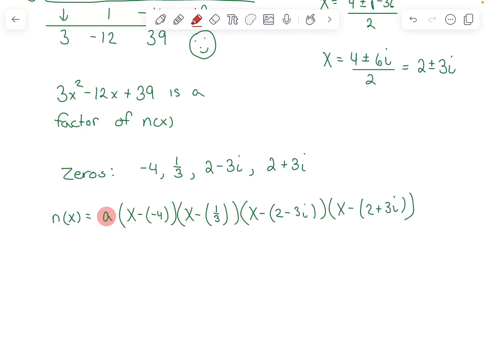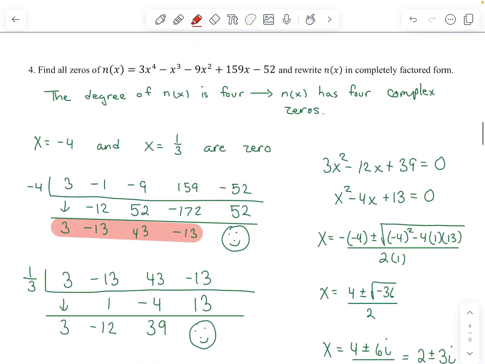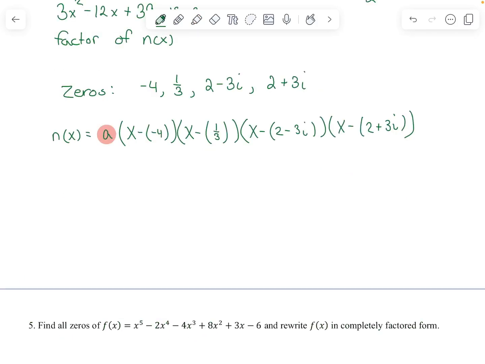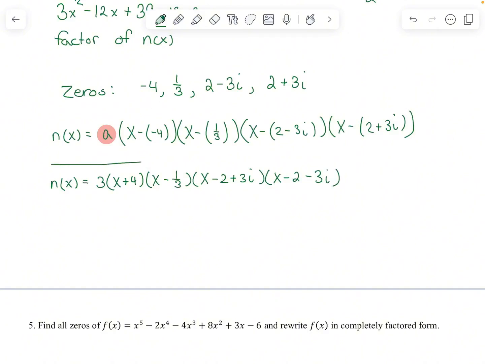To find a, we're going to go back to the original function. And a is going to be the leading coefficient of the polynomial, which is 3. So n of x is equal to 3 times x plus 4, times x minus 1/3, times x minus 2 plus 3i, times x minus 2 minus 3i. And we are done.